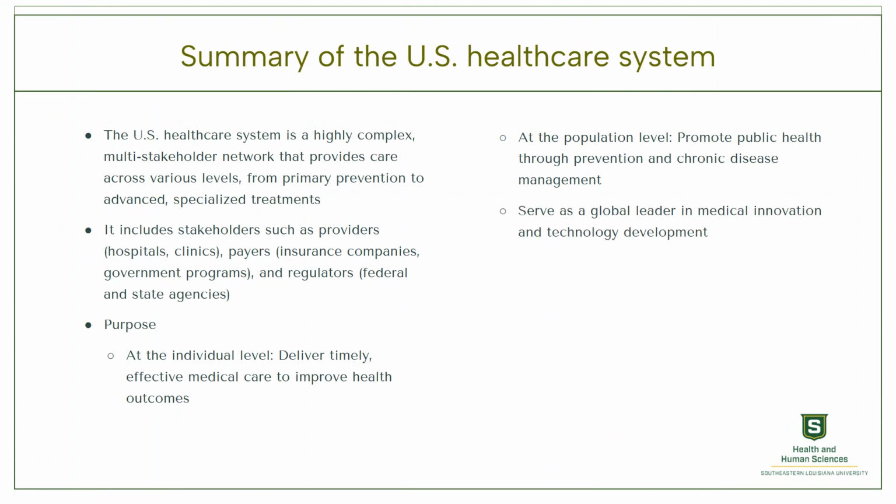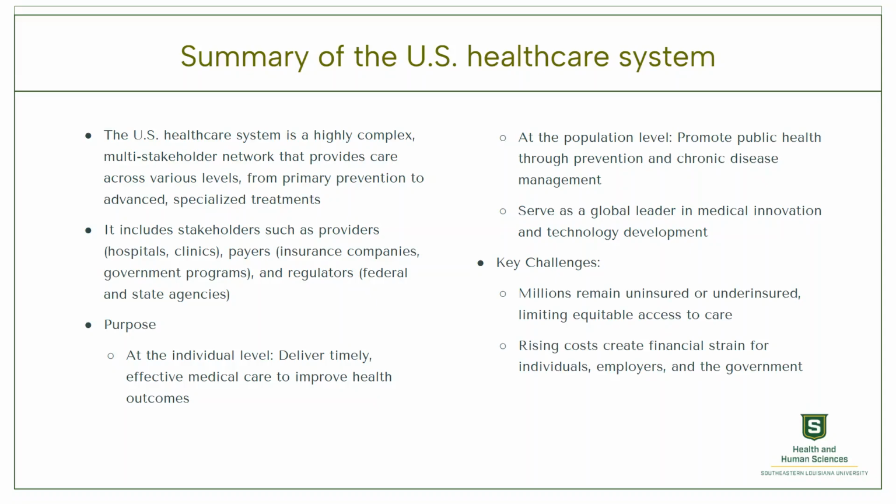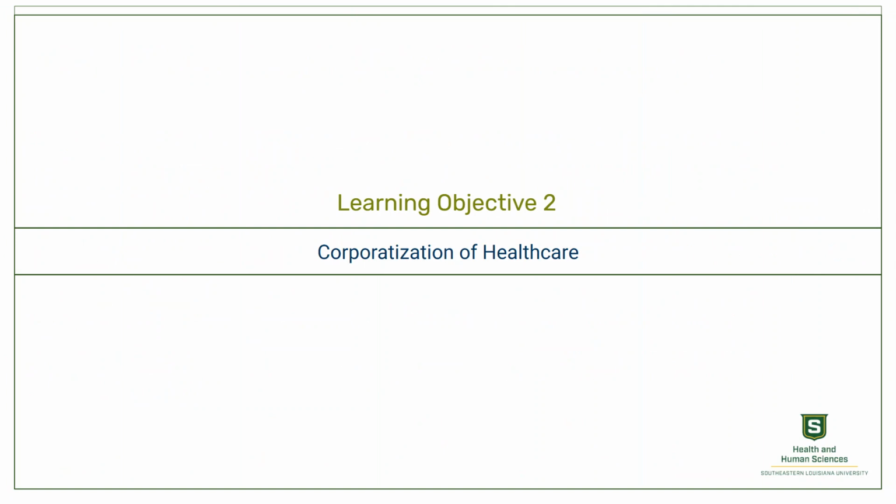It feels as if I've spoken so much about the not so great things about the US system, but it does have some positives, one of which is that it is a global leader in medical innovation and technological development. So far, the US is leading in medical innovation, and that's a positive part of it. It does have a knock-on effect in terms of disparity, but on that end, it's doing a very great job. I also mentioned some of the key challenges in the US, the uninsured and the rising costs. So that is where I end with the first learning objective.